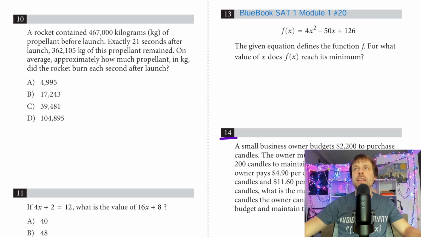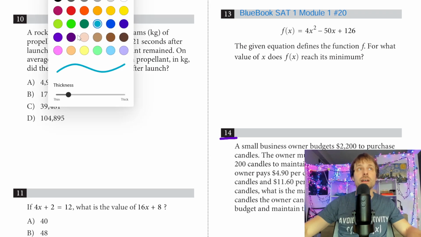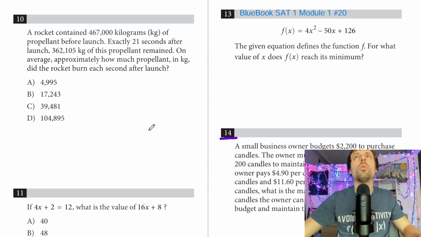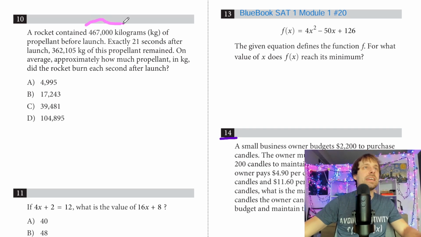Number 10. So we'll probably just try to finish up this page. We might even finish right before 14 because that's going to be a really good problem to start next module with. So a rocket contains this many kilograms of propellant before launch. That's going to be a weight. 21 seconds after launch, that much remains.